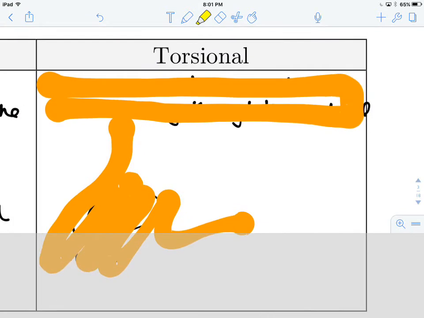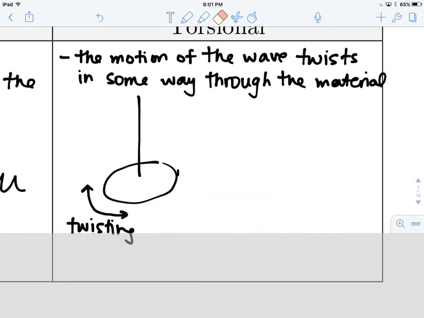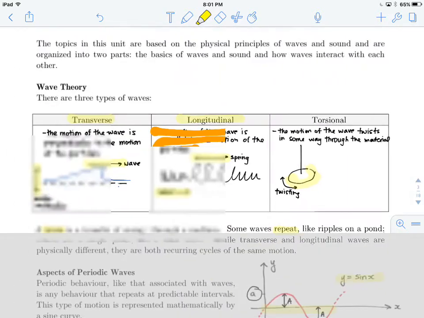A torsional wave is where the motion of the wave twists somehow through the material. So an example would be some kind of a disc that's attached to an axle. And if we twist that disc up and then let it go, it'll vibrate back and forth and back and forth, kind of in a twisting motion. So those are the three types of waves.